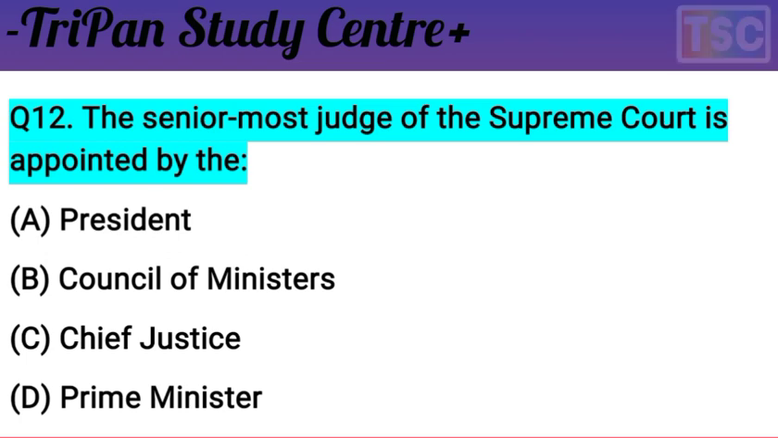The judges of the Supreme Court and the High Court are appointed by the President on the advice of the Prime Minister and in consultation with the Chief Justice of India. It means option C is correct. The Chief Justice is appointed from among the senior-most judges of the Supreme Court. Option C is correct.